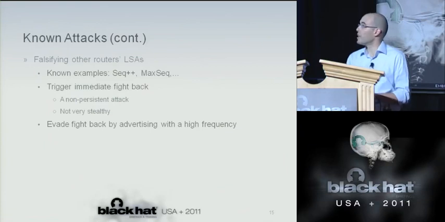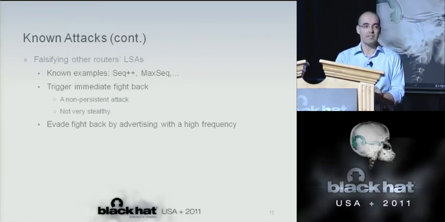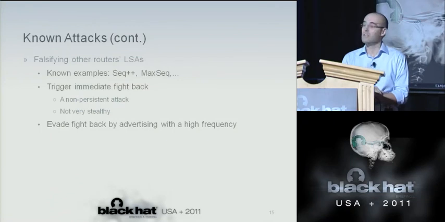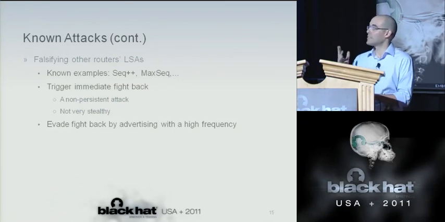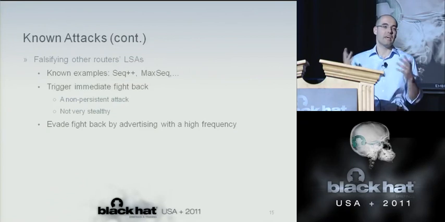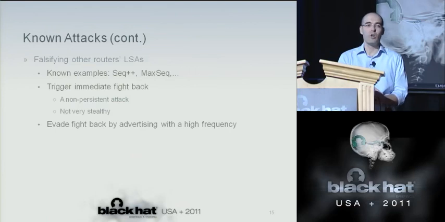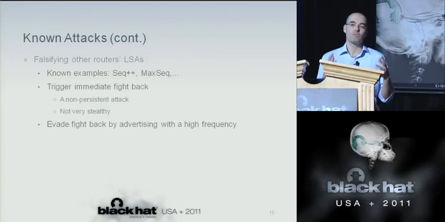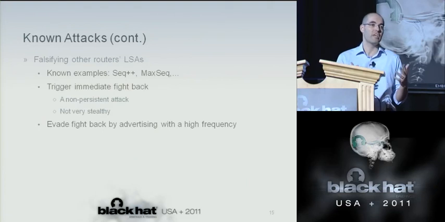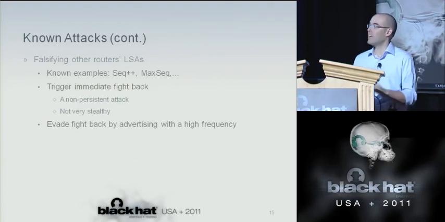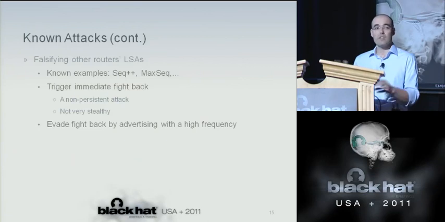Another class of known attacks is falsifying other routers' LSAs. This is a much more powerful attack. Known examples are sequence plus plus, meaning let's advertise an LSA with a higher sequence or with the maximum sequence. All these attacks amount to pretty much the same consequence. The victim router eventually triggers the fightback LSA, which makes the whole attack non-persistent and not very stealthy.